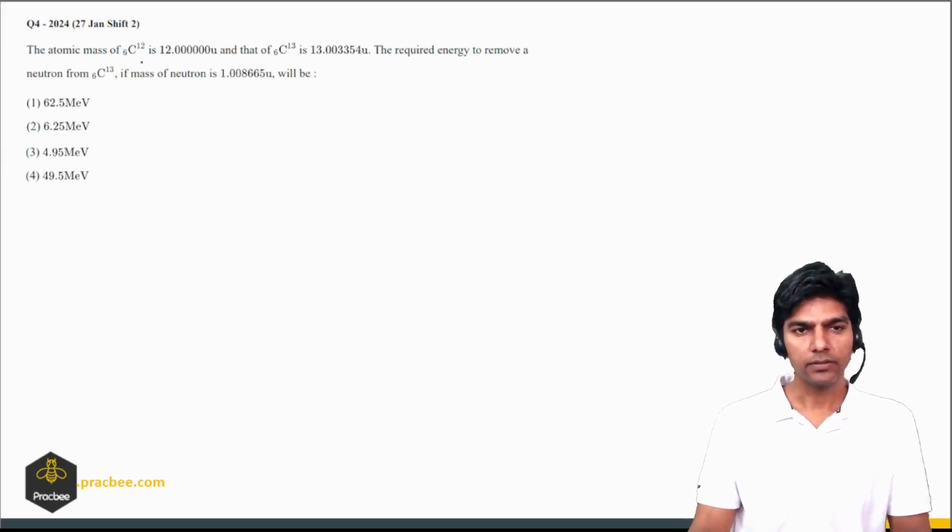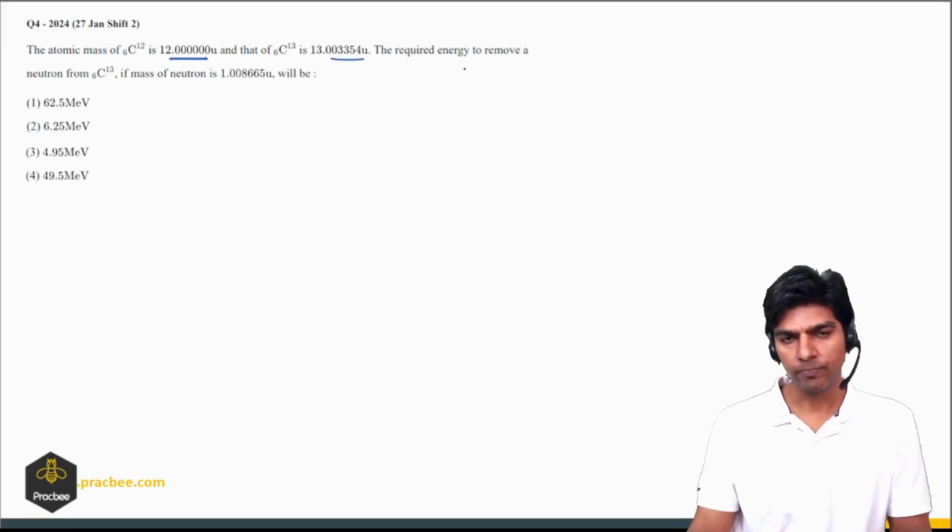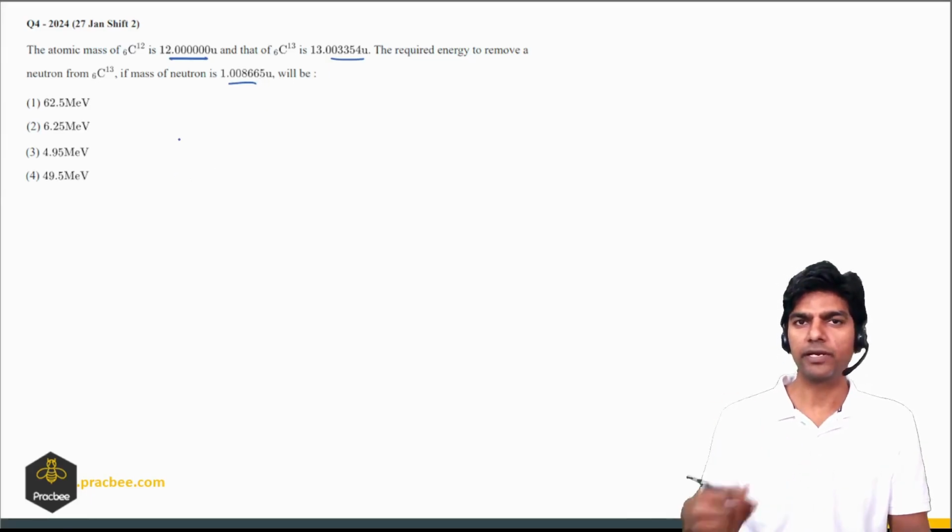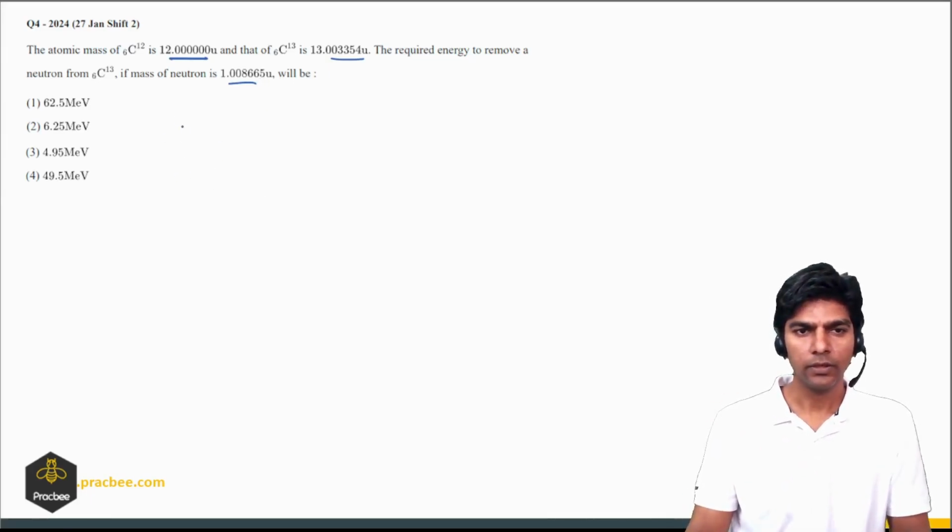The atomic mass of carbon is 12 atomic mass unit, and for the isotope carbon 13 it is 13.003354 atomic mass unit. The required energy to remove a neutron from carbon 13, if the mass of neutron is 1.008665. Okay, let us first write down the nuclear reaction equation.